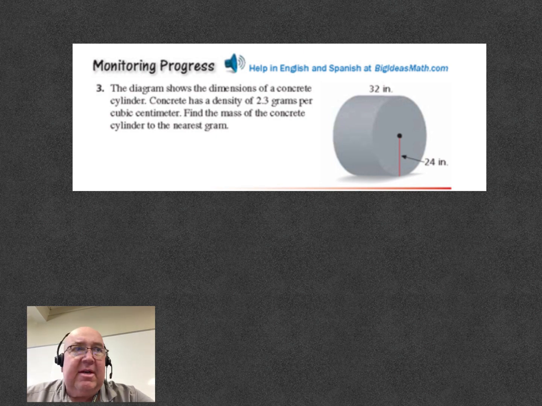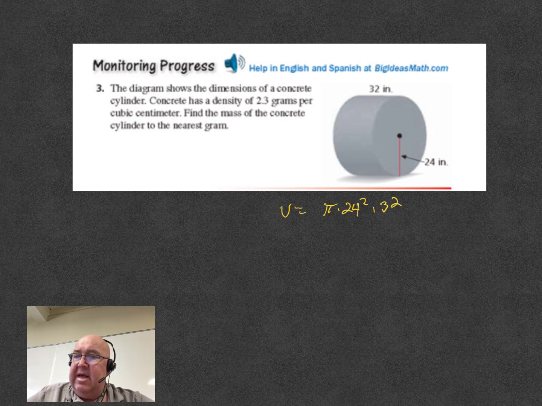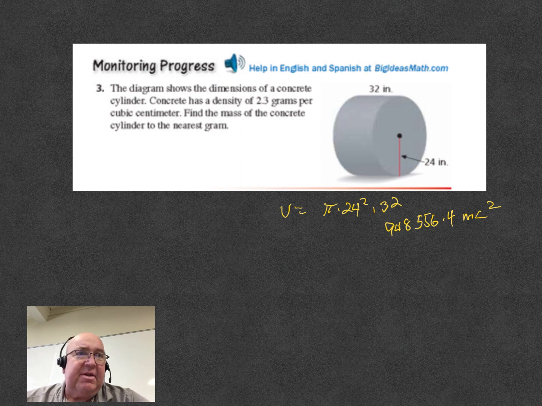Here we have a similar problem. In this one we're using a circle or a sphere, so our volume is going to be equal to pi times 24 squared times 32, and multiplying that out is going to be 948,556.4 centimeters cubed.